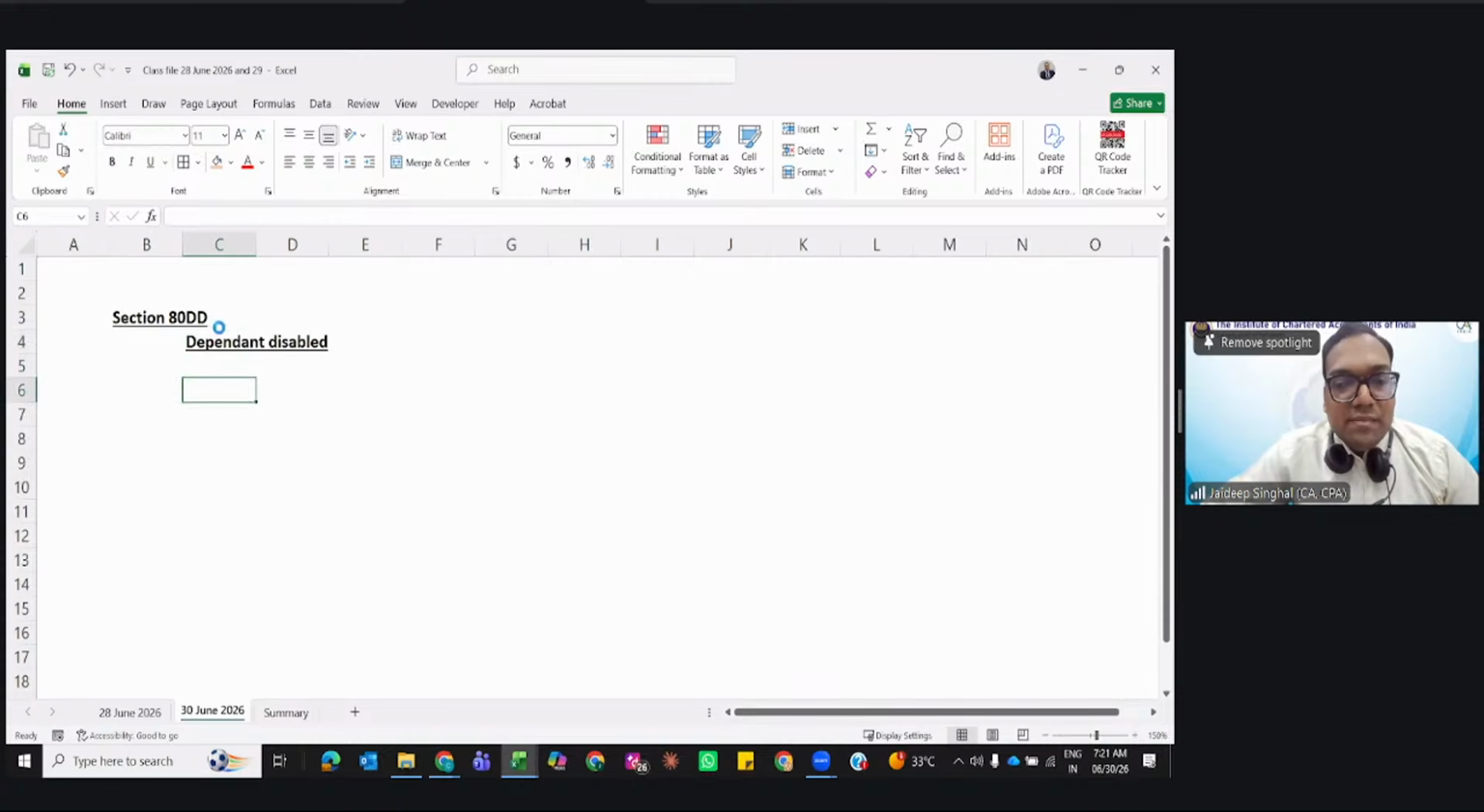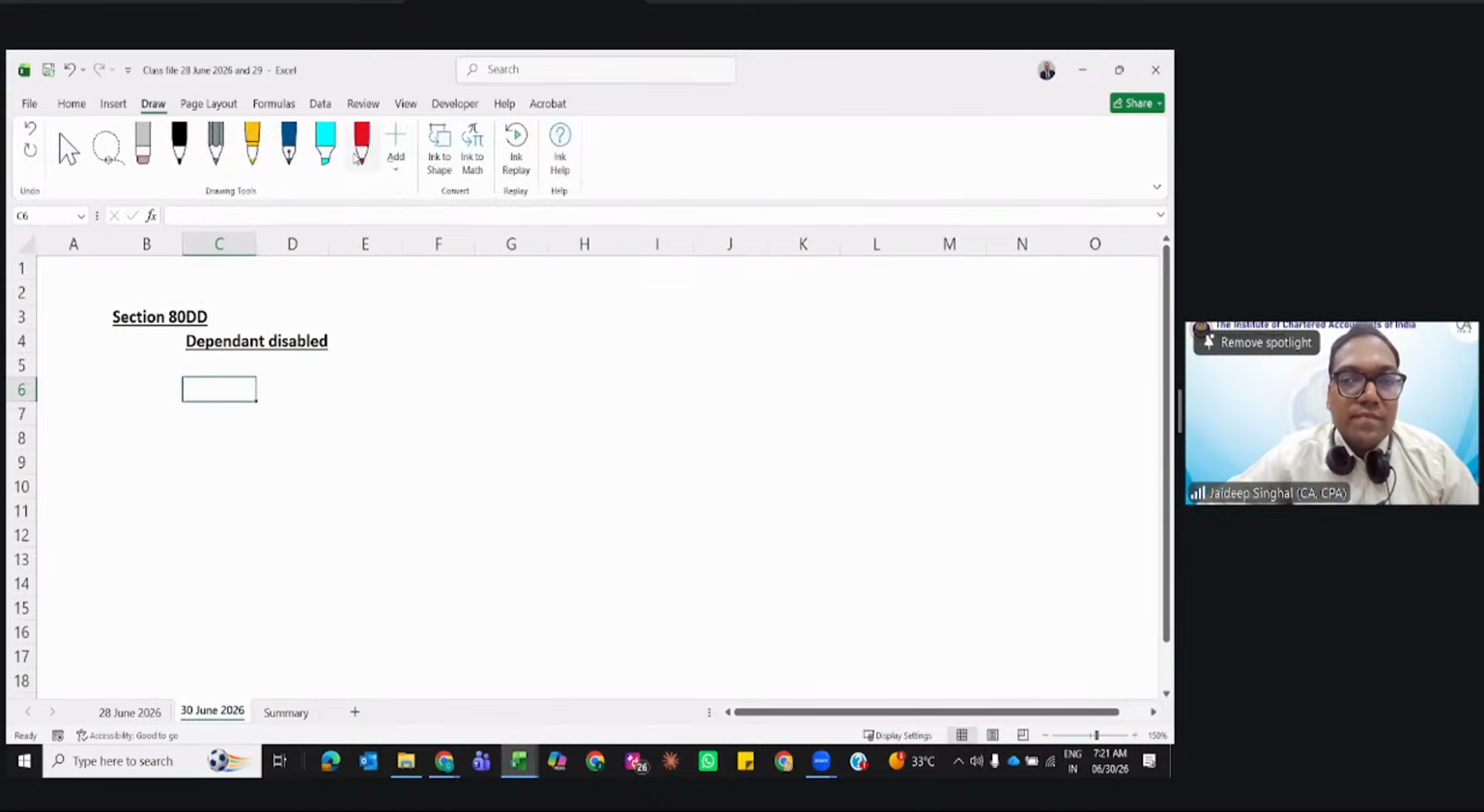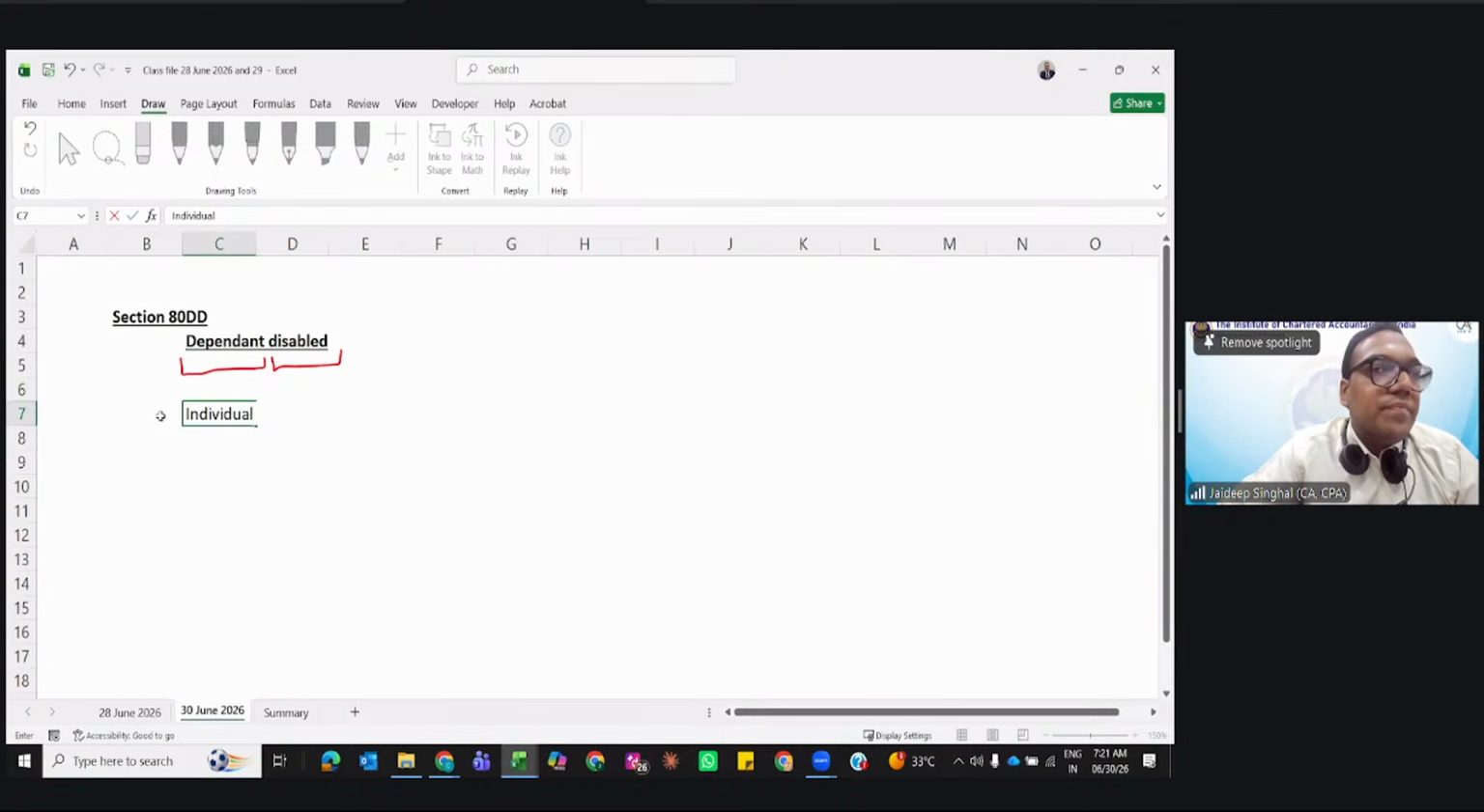Who is dependent disabled? The first thing they are saying is the person is dependent. The second thing they're saying is disabled. That is DD. Now it is available for the individual HUF who is resident in India. You have studied the residential status, everyone? Right? It is for individual HUF.